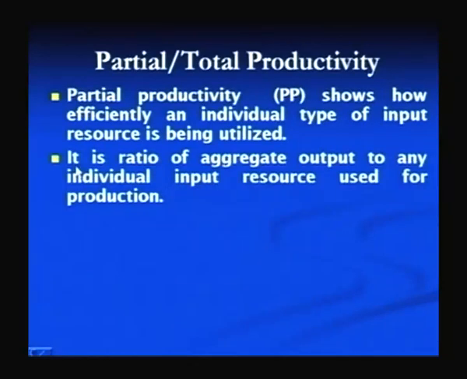So, that is why it is defined accordingly, that partial productivity is the ratio of aggregate output to the amount of any individual input resource being used for production of the goods. Like if 100 pens are being produced, then how much plastic is being used for the production of 100 pens, it may be half a kg or 2 kg. So, if we have to see the material productivity, then 100 pens divided by 2 kg material will give, for unit quantity of the resource, how much output is being produced.